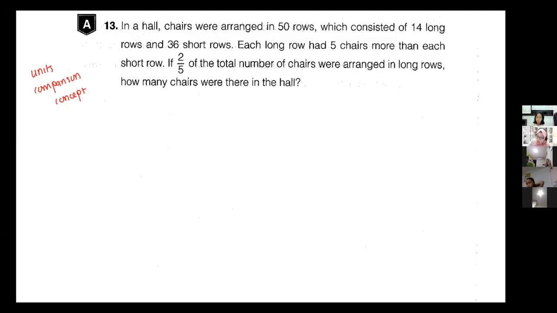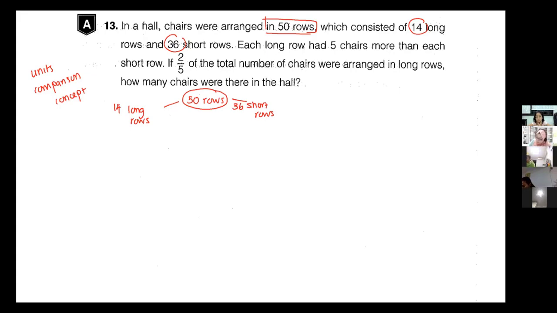So in a hall, chairs were arranged in 50 rows. This is my total number of rows, okay? So of the total 50 rows, there are actually long rows and short rows, right? Of the long rows, I have 14 of them. 14 long rows and 36 short rows. Okay, so I put in all the information like that.